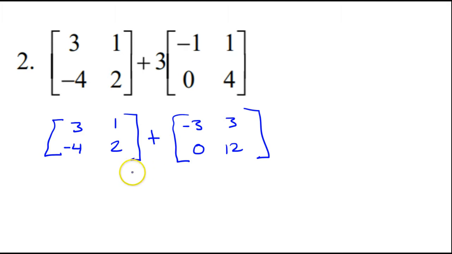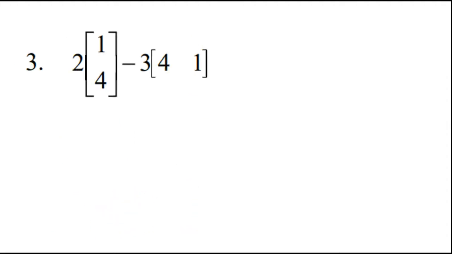Now we can finish the problem by adding the corresponding elements. So 3 and negative 3, that's 0. 1 plus 3 is 4. Negative 4 plus 0 is negative 4. And 2 plus 12 is 14. Okay, so that's the answer to number 2.